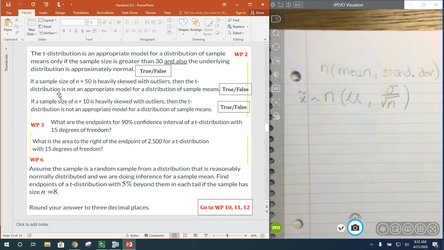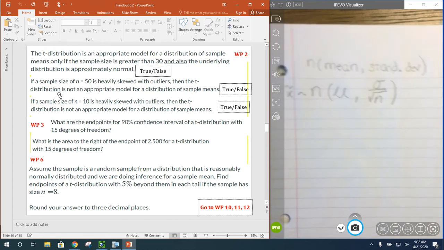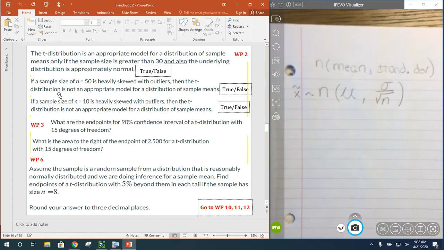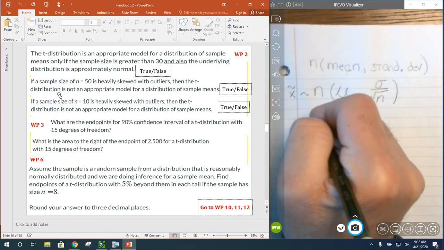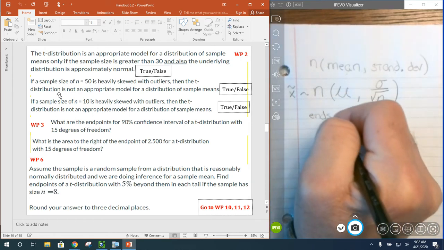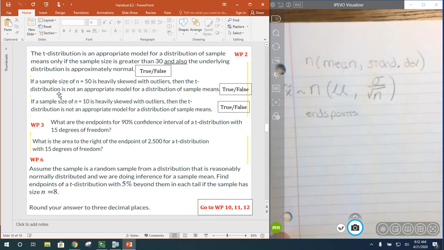What are the endpoints of a 90% confidence interval level of a t-distribution with degrees of freedom of 15? Okay, so think about what we're doing here and what we're calculating. First of all, we have endpoints of a 90%. So we want the endpoints. That's important, that we want endpoints.